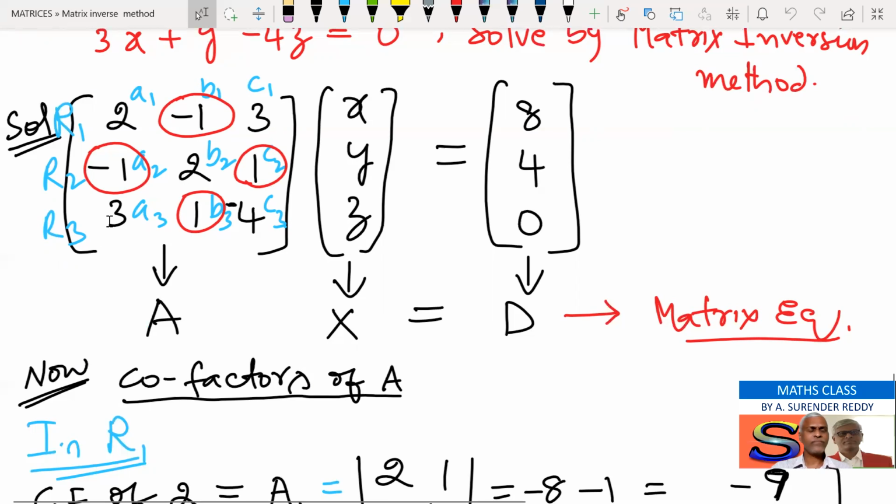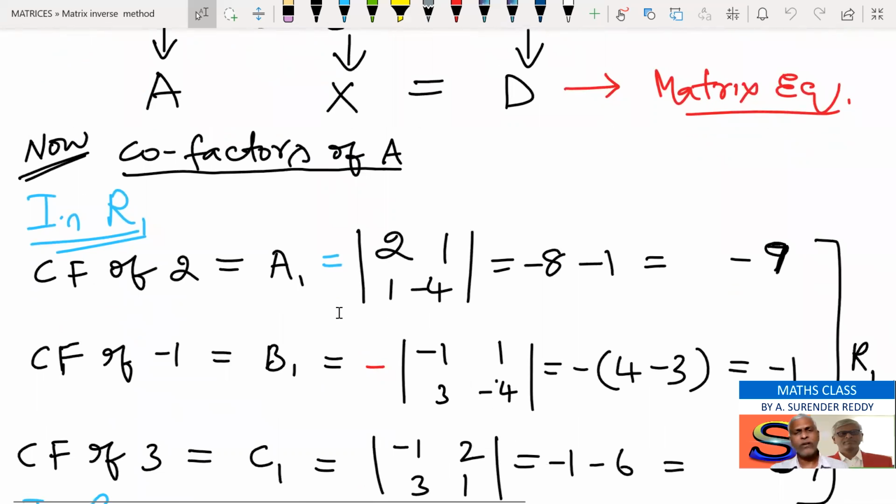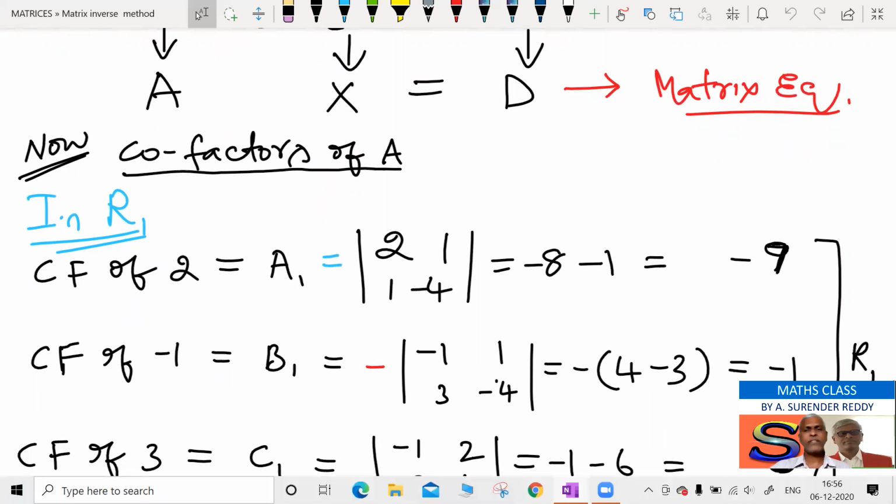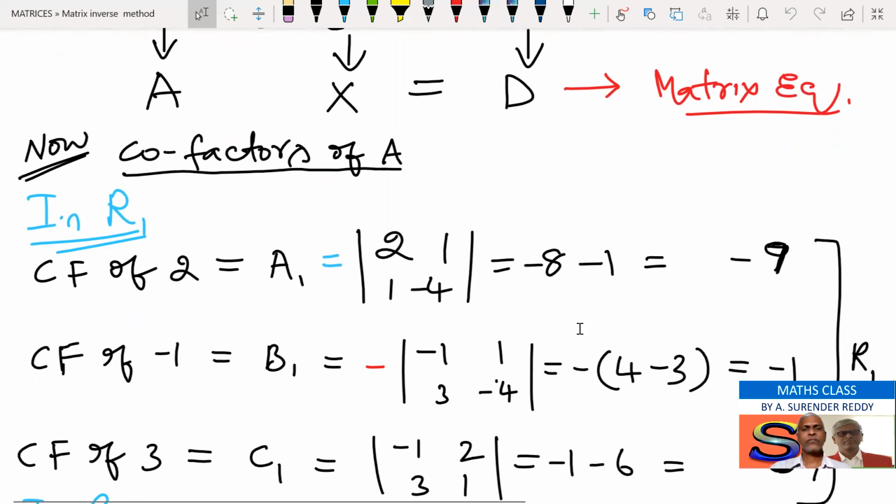In R3 also, the first element 3 lies in R3 and C1. So eliminate this and take the remaining. The second one lies in R3 and C2. Eliminate R3, C2 and take the remaining 4. Minus 4 lies in R3 and C3. So eliminate them and take the remaining. This is how we select the 4 numbers, eliminating the row and column in which the element lies.